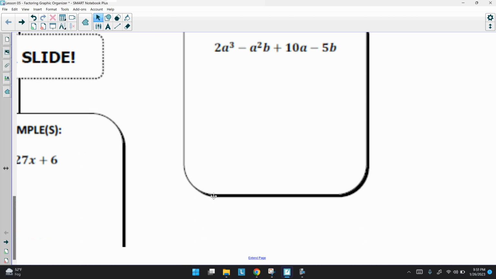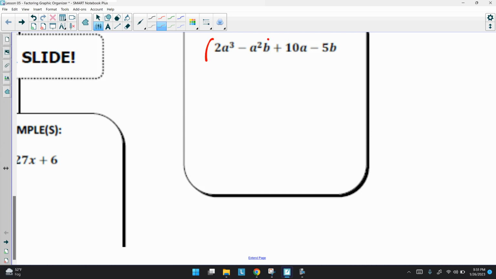Get my little red cursor here, and I do not see a greatest common factor out of this guy because not all of them have a B, not all of them have an A. 2, 1. I know some are going to be cheeky and say 1. We're not playing that game right now. So let's commence to grouping them.